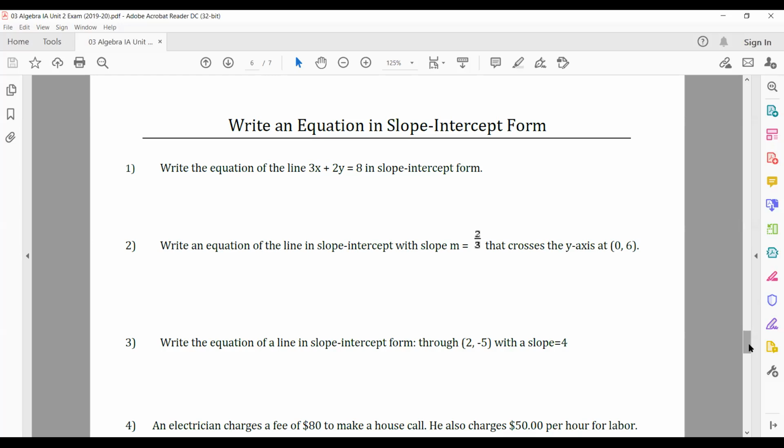Okay, they're giving you the slope and 1 point. Y would be 6 equals 2/3 times 0 plus b.